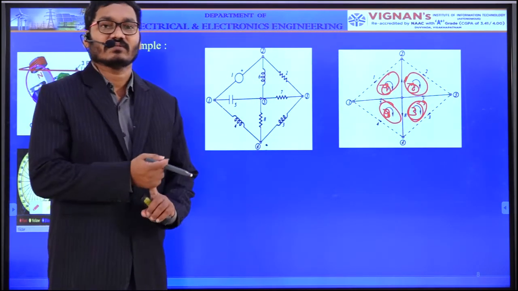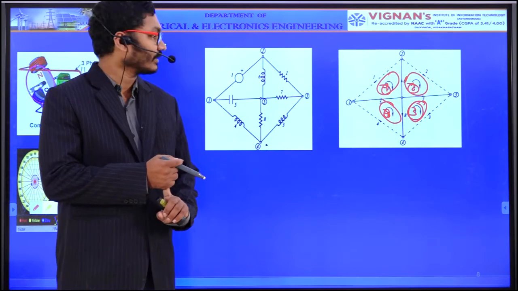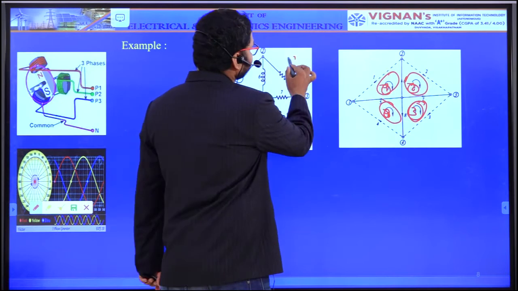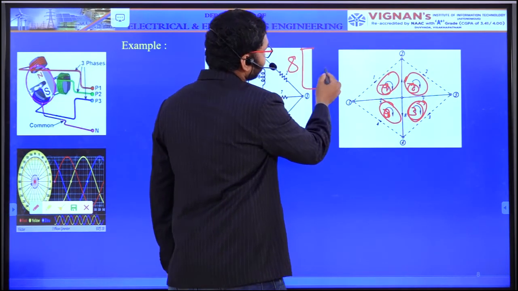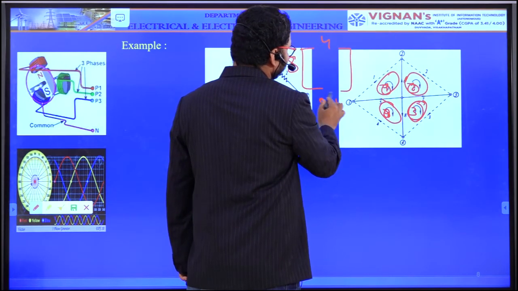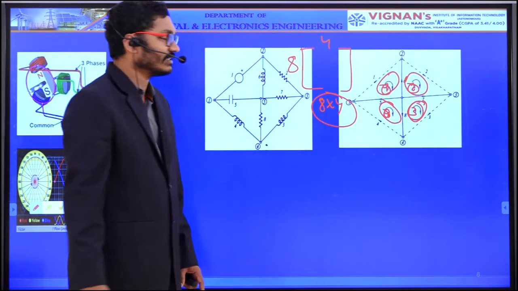Four basic tie sets are there. How many branches are there? Eight branches are there. So with 8 branches and 4 tie sets, you will get an 8 by 4 tie set incident matrix.